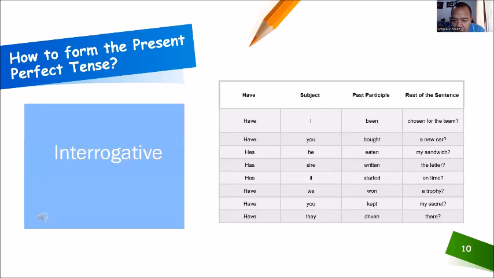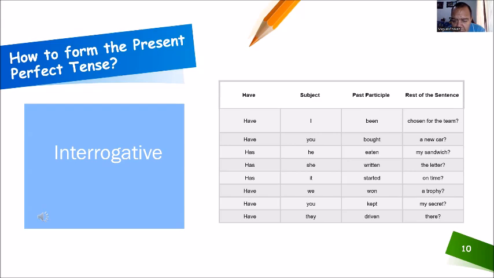When asking a question in the present perfect tense, the auxiliary verb comes first, followed by the subject and then the past participle of the main verb. This follows a similar structure to questions, where the auxiliary verb also comes before the subject. The present perfect formula for question is have, has, plus subject, plus past participle, plus the rest of the sentence.